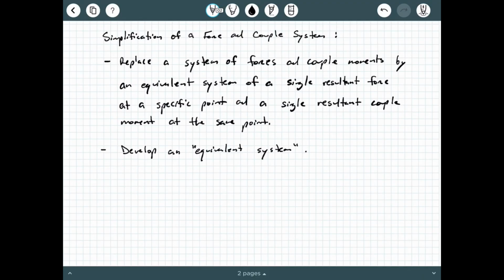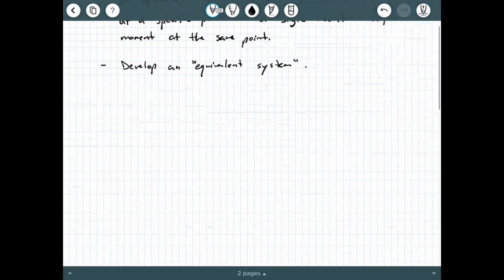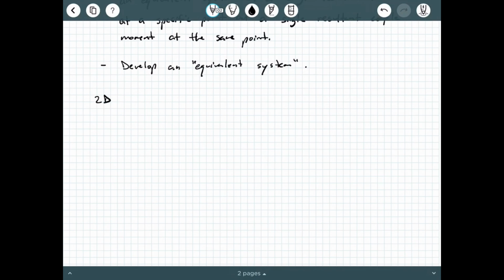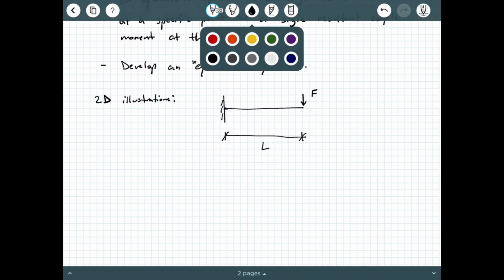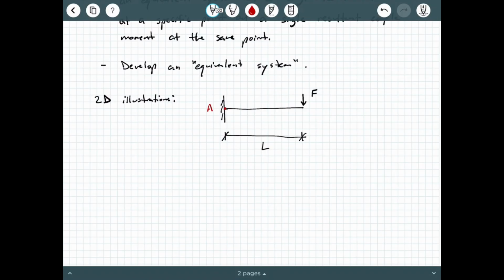So we're going to look at a couple of quick illustrations in this video, and then we're going to get into some examples. Okay, so let's look at some two-dimensional illustrations first. The simplest illustration I can show you is a cantilever beam, which means you have a very rigid connection. It's fixed on one end, and the opposite end is sticking out as free. Let's say that it's supporting a point load F at the end, and the length of this member is L. I'm going to call the point on the left end point A.